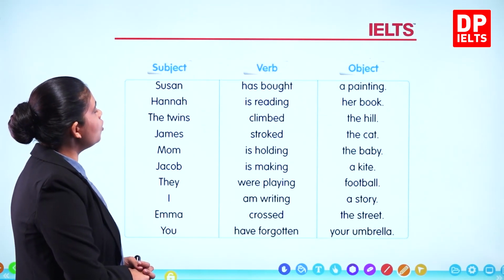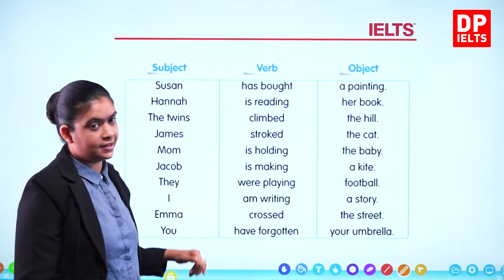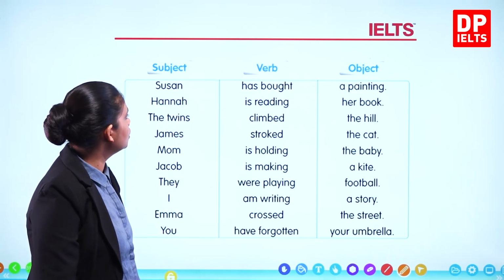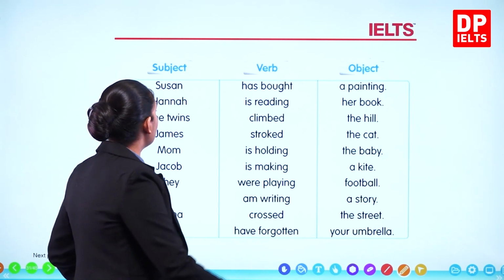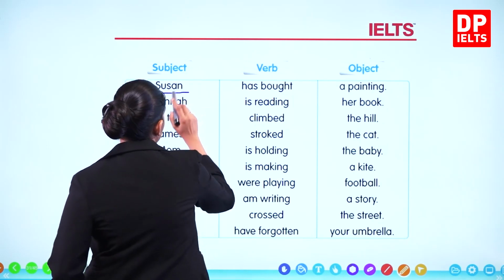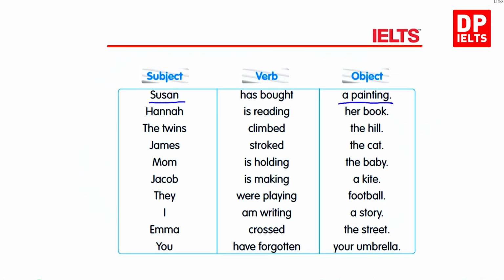Okay, so more examples. Subject, verb, object. තව ටිකක් තියෙනවා examples. අපි බලමු. Susan has bought a painting. Who has bought a painting? Susan. What did she buy? A painting. What is the verb? Bought.